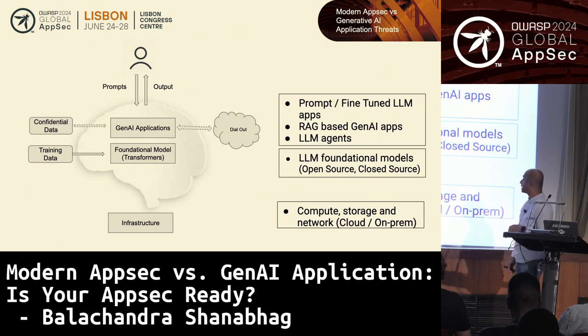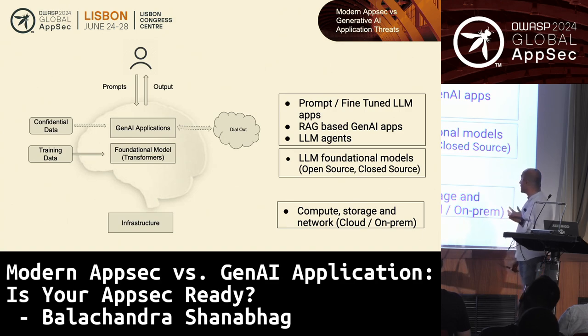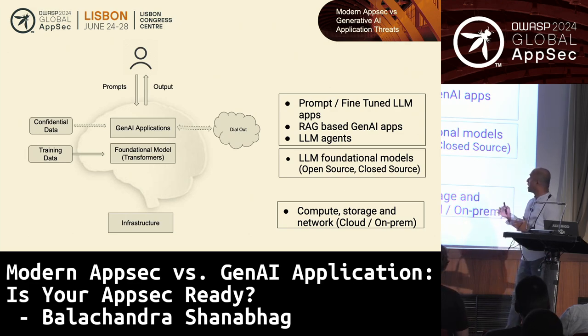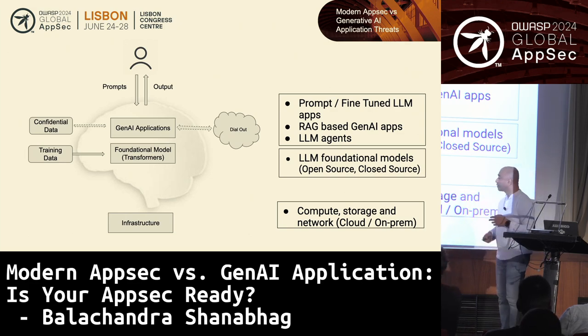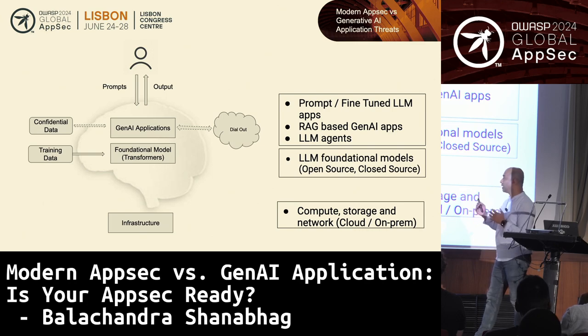The next was RAG, or retrieval augmented generation, which was the next level up of app. What basically happens in RAG is that you add additional confidential data, in the form of vectors.